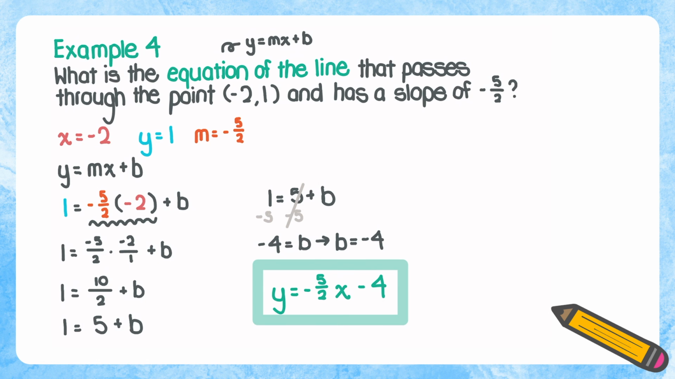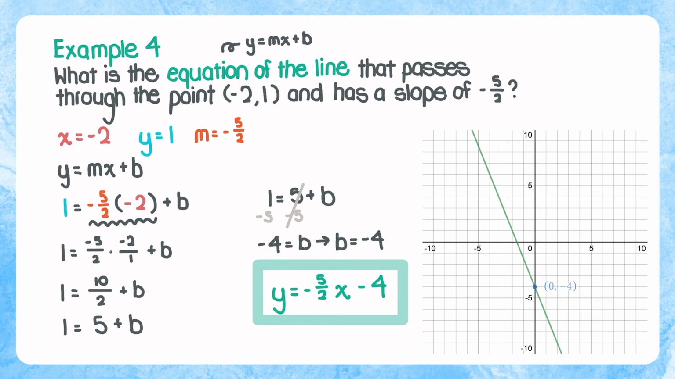So we found the equation of this line, and just to make sure, I graphed it on Desmos. It might be a little hard to see, but the y-intercept is at 0, -4, and the slope is -5/2. And I know that I'm correct because I noticed that the line goes through the point -2, 1, which is the point that we were given initially.